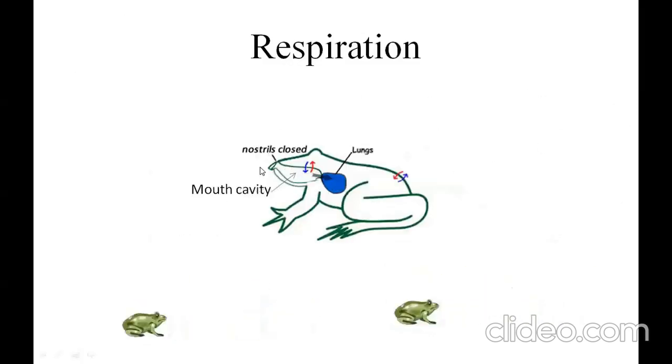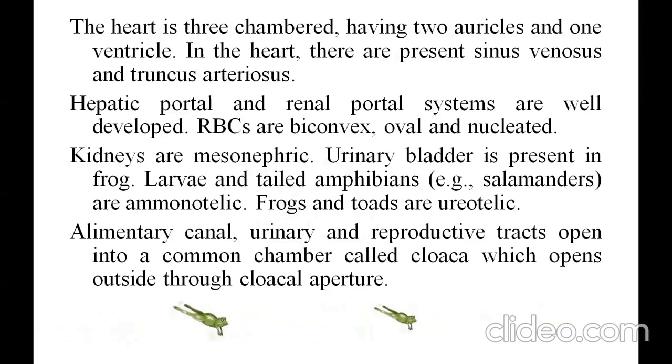And this image denotes the respiration. So this is the mouth cavity, and this is the nostril region, and through this nostril the air passes inside, and here we have the buccopharyngeal respiration as well as the pulmonary respiration. The lungs are present here, and this arrow mark denotes the respiration with the help of skin, what we call cutaneous respiration. That also takes place in the frog, which is very unique for the frogs.